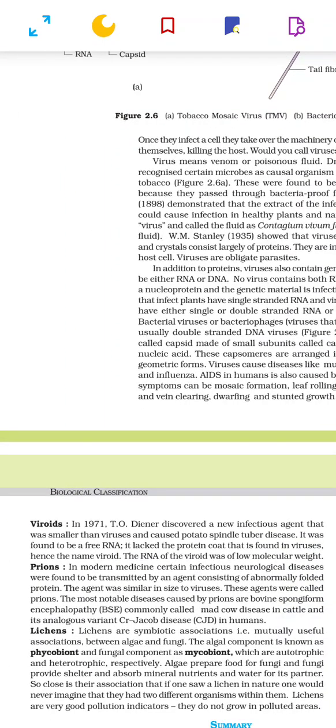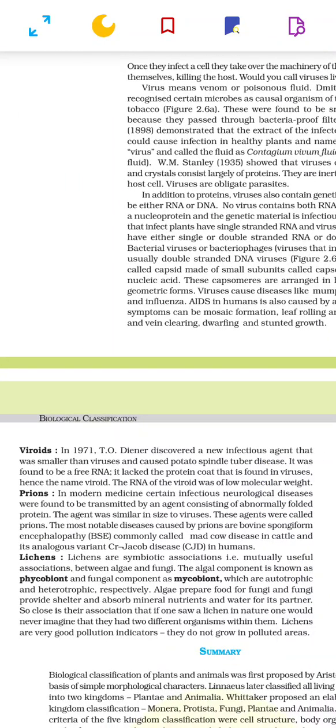Viroids. In 1971, Theodor Diener discovered a new infectious agent that was smaller than the viruses and caused potato spindle tuber disease. It was found to be a free RNA. It lacked the protein coat that is found in viruses, hence the name viroid. The RNA of the viroid was of low molecular weight.